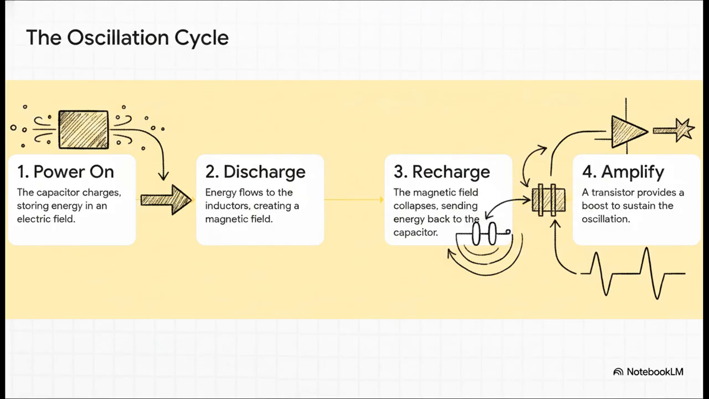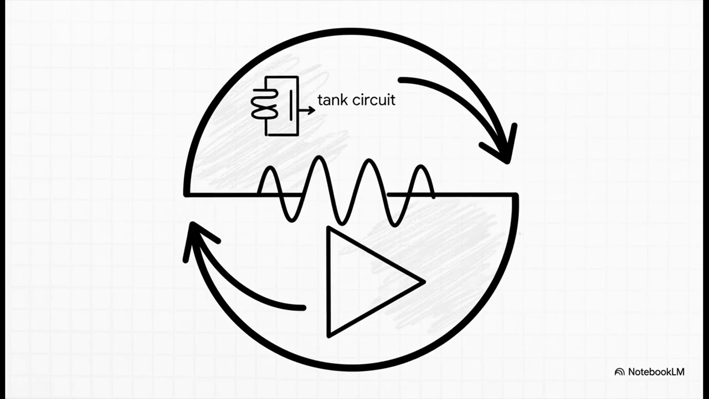Okay, so it all starts the moment you switch it on. The capacitor charges up, right, storing energy like a tiny battery. Then, whoosh, it releases that energy into the inductors, which create a magnetic field. Now, when that field collapses, the energy flows right back into the capacitor. This back and forth, that is the oscillation. But just like giving someone a push on a swing, it would naturally slow down and stop. And that's where the amplifier comes in. It gives the circuit a tiny, perfectly timed push of energy on every single cycle, and that keeps the wave going strong and steady.